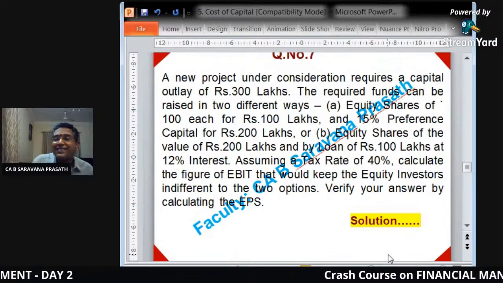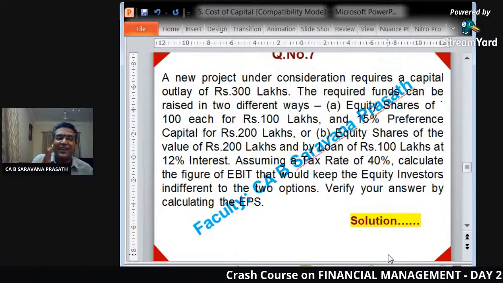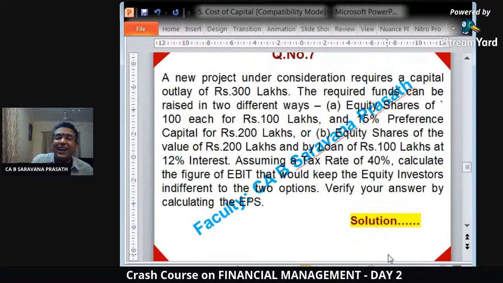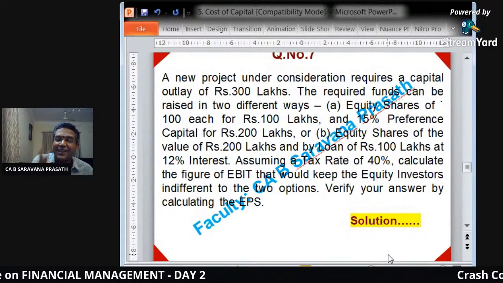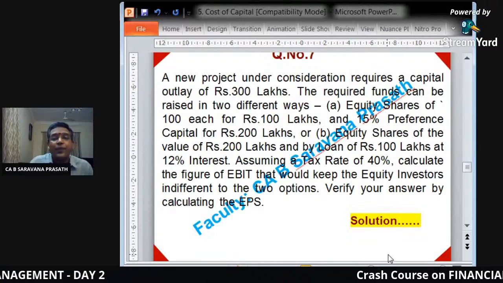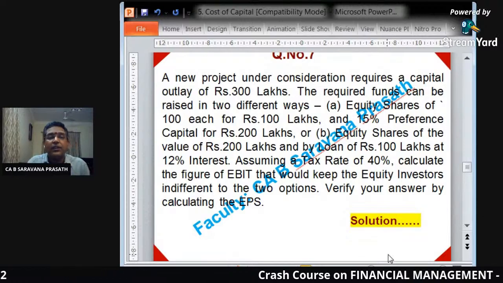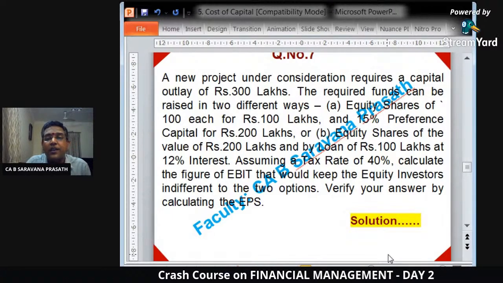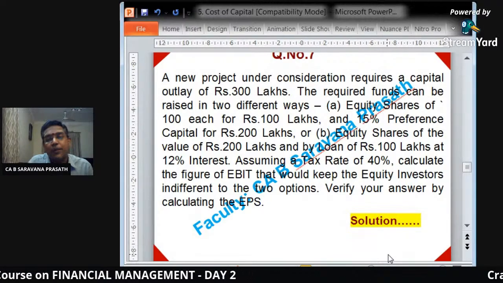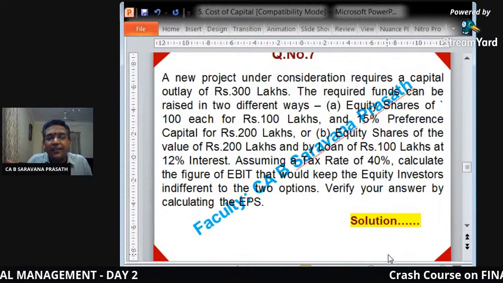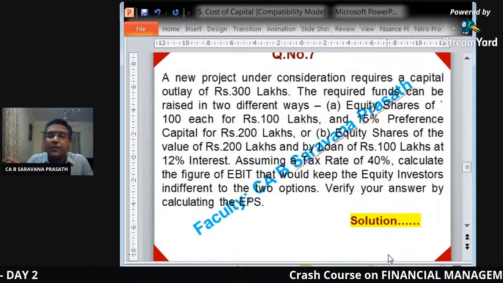One method is equity plus preference funding. The second one is debt and equity funding. Equity and preference, debt and equity. Assuming a tax rate of 40%, calculate the figure of EBIT that would keep the equity investors indifferent to the two options. Indifferent represents equal EPS.